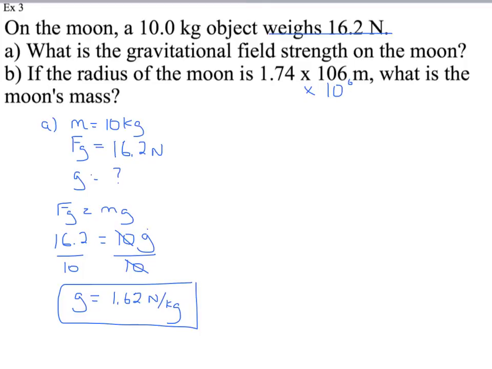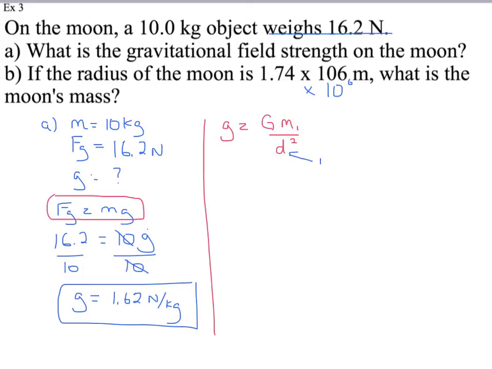If we want to find the mass of the moon, now there's no radius, obviously, in this Fg equals mg equation, but we do know that there's a radius in this equation. Little g is equal to G m1 over d squared, where this d value is the radius of whatever planet or object we're talking about. In our case, it's going to be the radius of the moon. So to find the mass of the moon, we're going to use this. We just finished solving for little g, so that's right here, 1.62 newtons per kilogram.